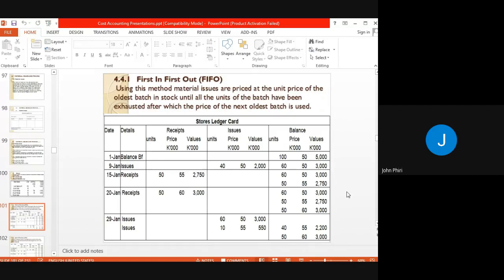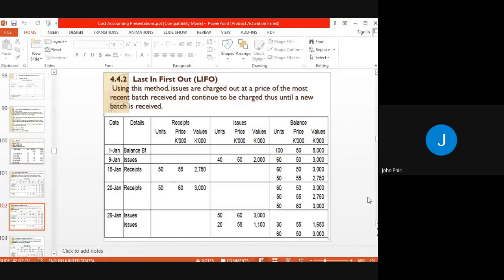Let's use another one. It's called LIFO. It says, using this method, issues are charged out at the price of the most recent. So it's like you do the opposite of the other one. You're charging from the most recent bunch received, and you continue to charge thus until a new bunch is received. So you go like going upwards.